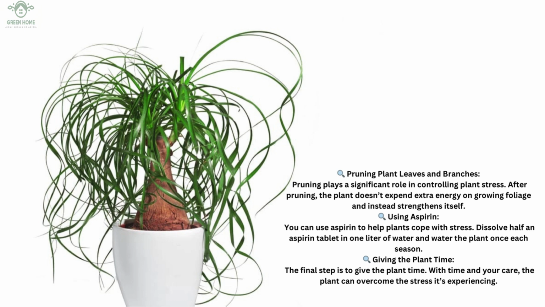Using aspirin. You can use aspirin to help plants cope with stress. Dissolve half an aspirin tablet in 1 liter of water and water the plant once each season. Giving the plant time. The final step is to give the plant time. With time and your care, the plant can overcome the stress it's experiencing.